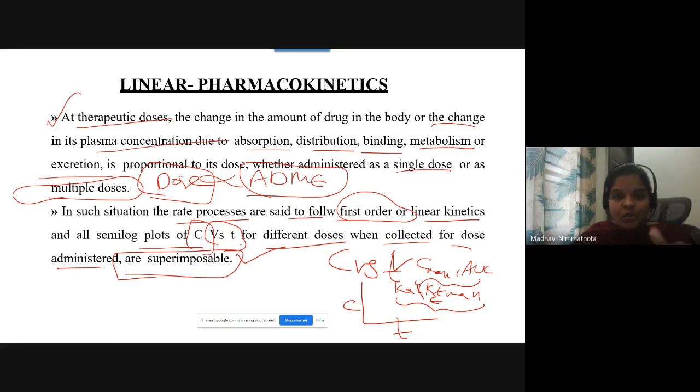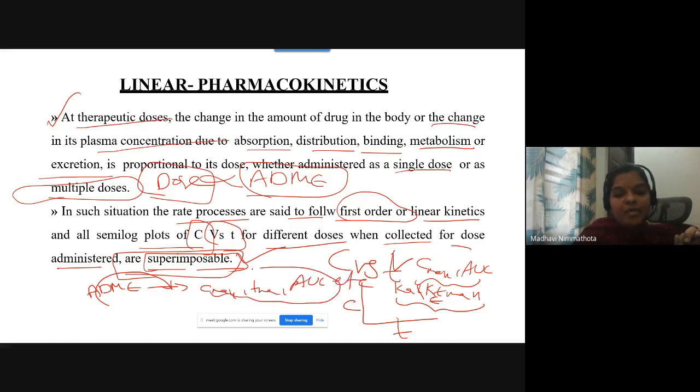C versus T curves are what I told you about under the second unit, introduction to pharmacokinetics. So these are said to be linear pharmacokinetics, and these are superimposable. This superimposable means your ADME mechanisms are reflected in the parameters like Cmax, Tmax, AUC, and all these pharmacokinetic parameters.